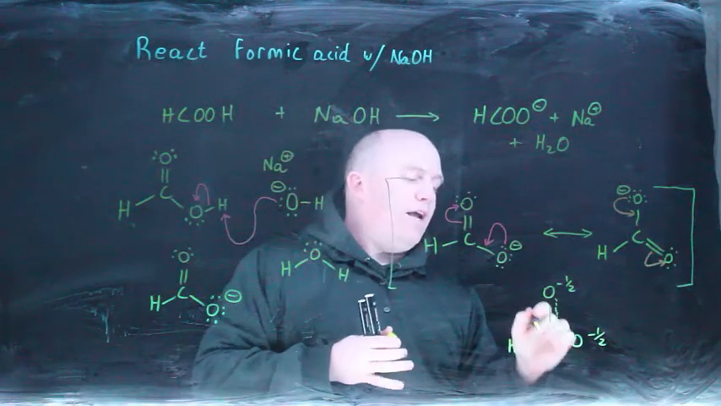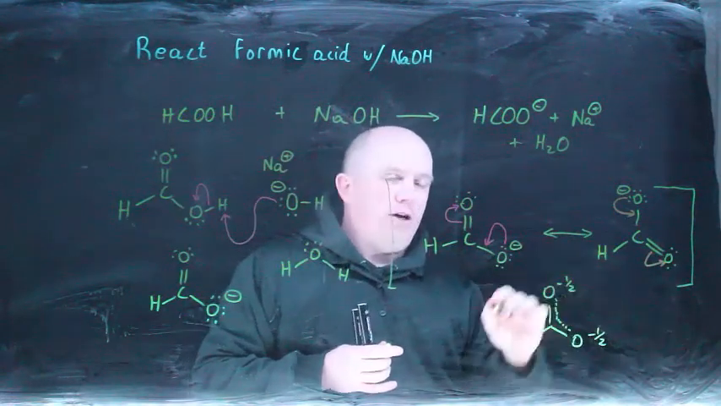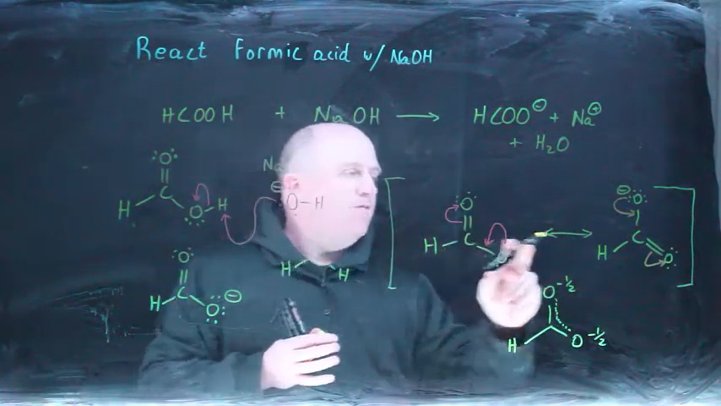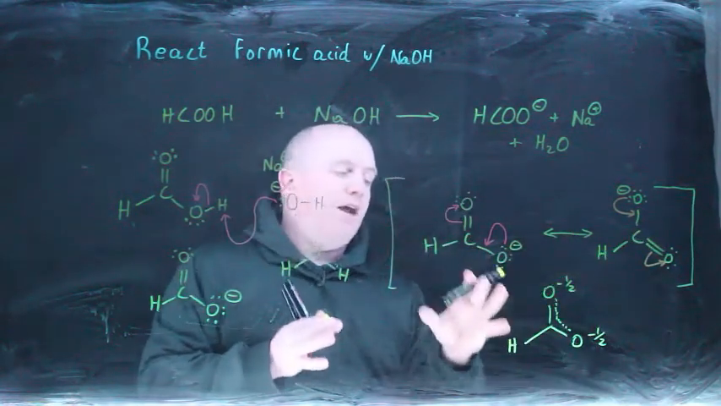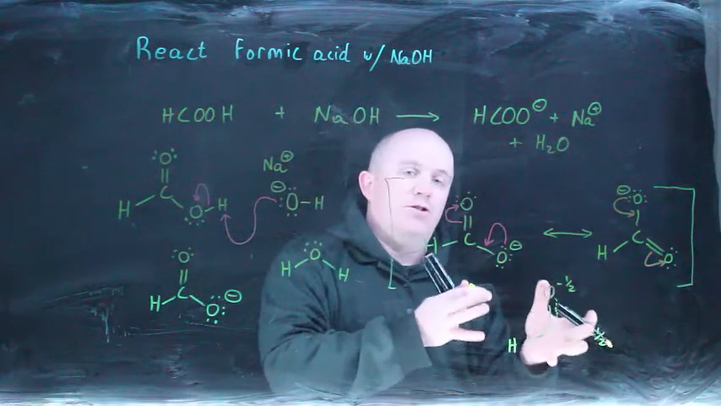So in other words, the way the structure should actually look, if we measure, is not either individual resonance structure, neither of which is actually real, but instead the weighted average of both resonance structures. Instead, it should look like this.